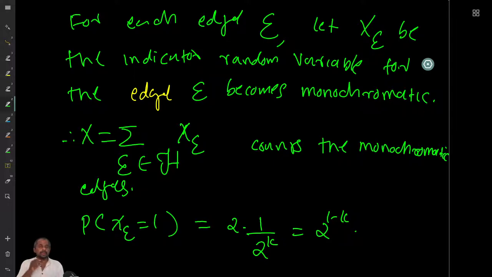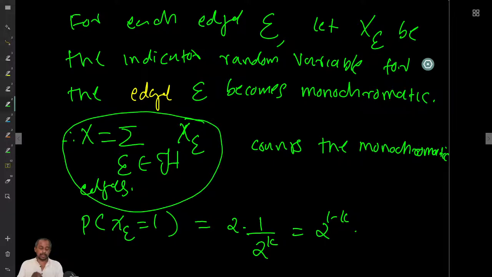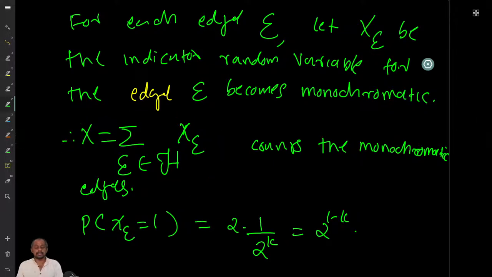Now, what I want to do is count the monochromatic edges in the graph. The indicator random variable says whenever an edge becomes monochromatic, if I sum over all the edges XE, then in the random experiment, whenever the edge E has become monochromatic, it will add 1. So for every edge, if it is monochromatic, it will add 1. Basically, this summation will tell you the number of monochromatic edges, right? So X here is the summation over all edges XE, and that counts the monochromatic edges in the graph.